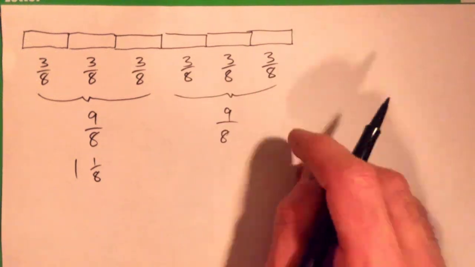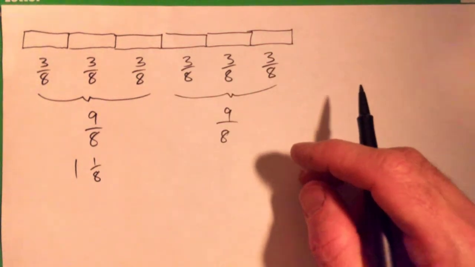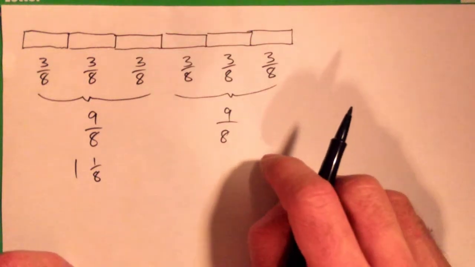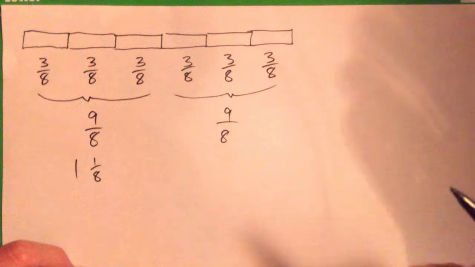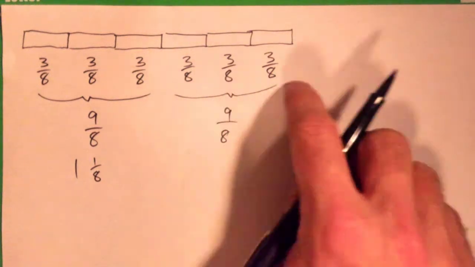18. Not going to get it. This isn't going to help, is it? 27, 36. Yeah. It's going to be a while.